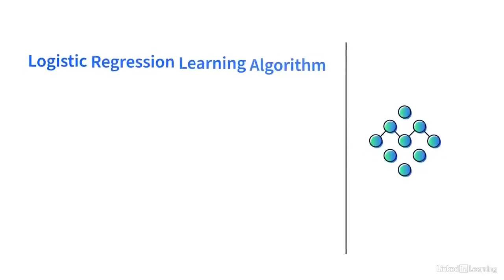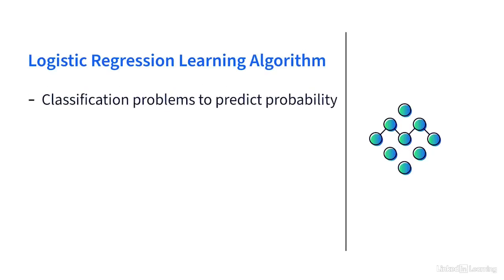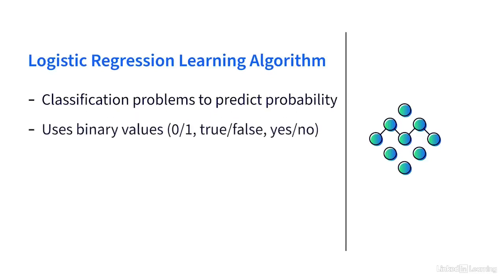Let's solve a classification problem using the logistic regression learning algorithm. If you recall, logistic regression is used for classification problems to predict probability using binary values like 0 or 1, true or false, or yes or no, based on a set of independent variables. The output values lie between 0 and 1. The closer the value is to 1, the more confident the prediction.